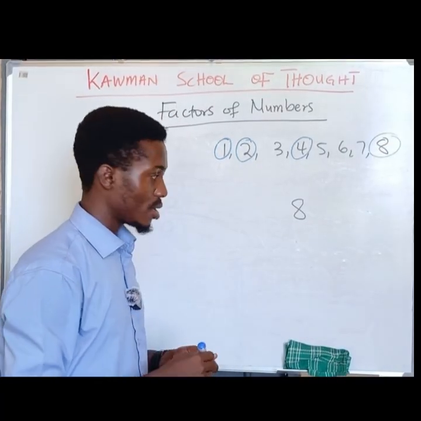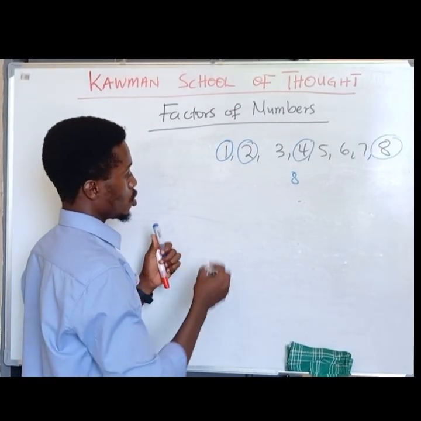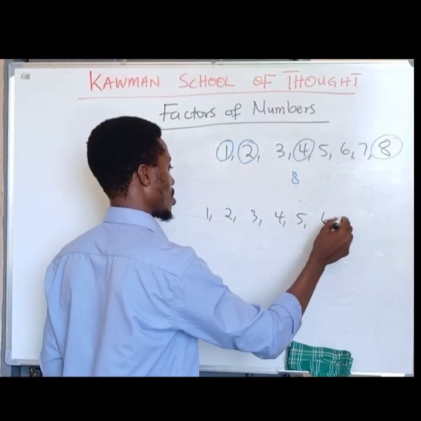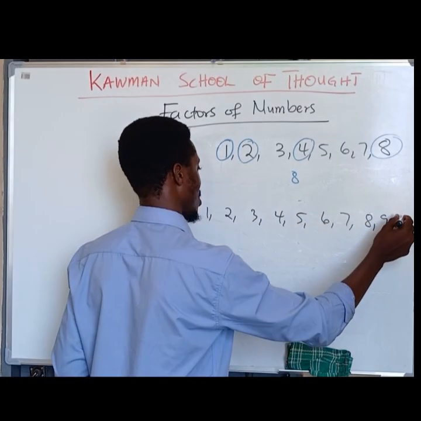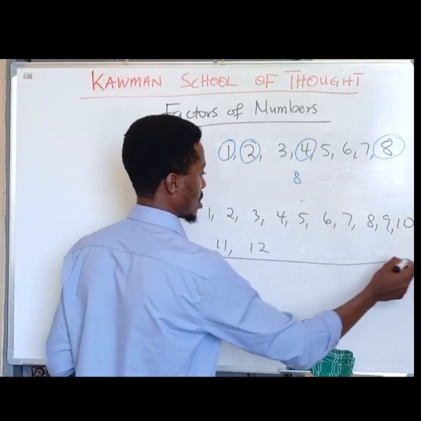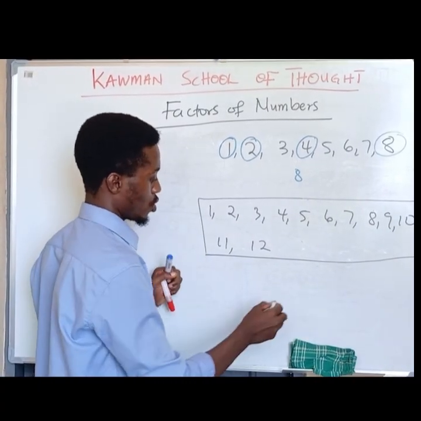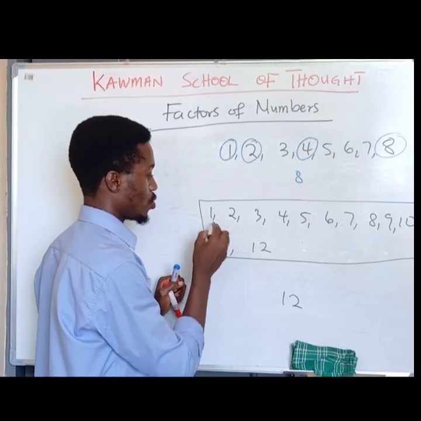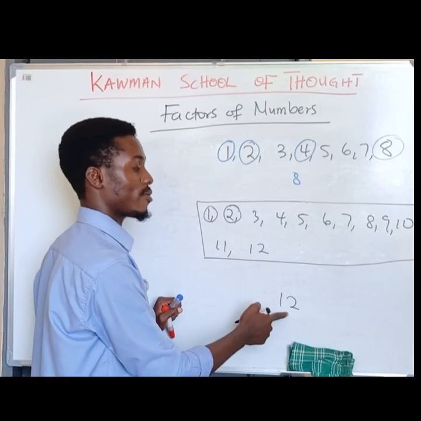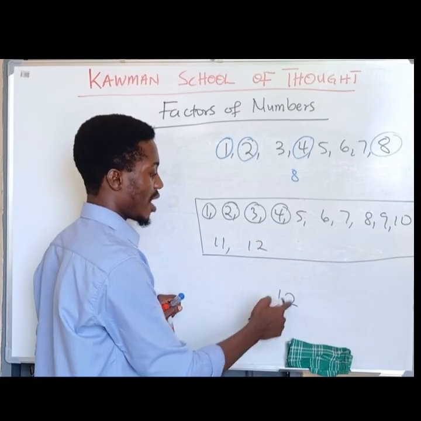So these are the factors of 8. What about 12? I write 1, 2, 3, 4, 5, 6, 7, 8, 9, 10, 11, and then 12. These are the set of whole numbers from 1 to 12. So I check. Can 1 divide 12? Yes, so I circle it. What about 2? Yes, 6 times, I circle it. 3, can it divide 12? Yes, 4 times. So I circle it. 4, can it divide 12? Yes, 3 times. So I circle it. 5, can it divide? No.